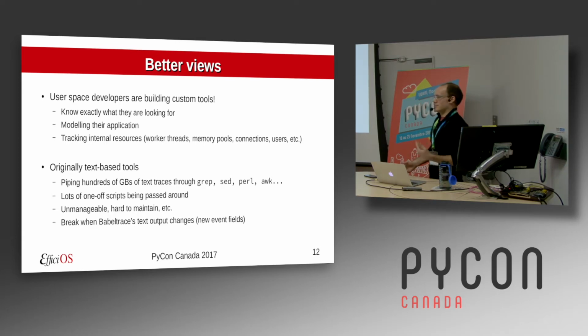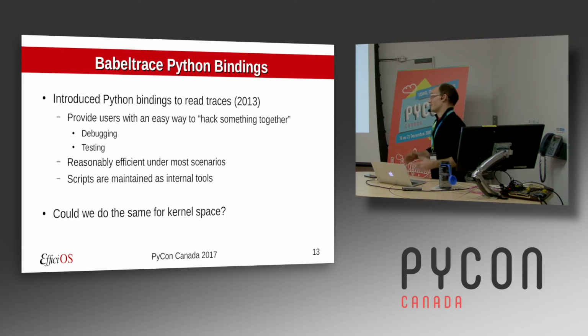But that ends up being unmaintainable, and people were passing off scripts to each other, and then we would add an event, a field to the events, and scripts would break all over the place. So we finally introduced those Python bindings, and a lot of people started using that. And I guess I don't need to sell you the benefits of Python, but I mean, things are reasonably efficient.